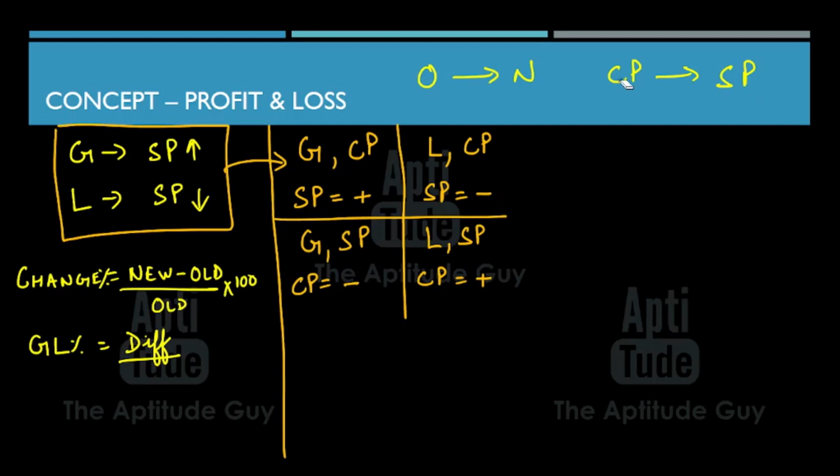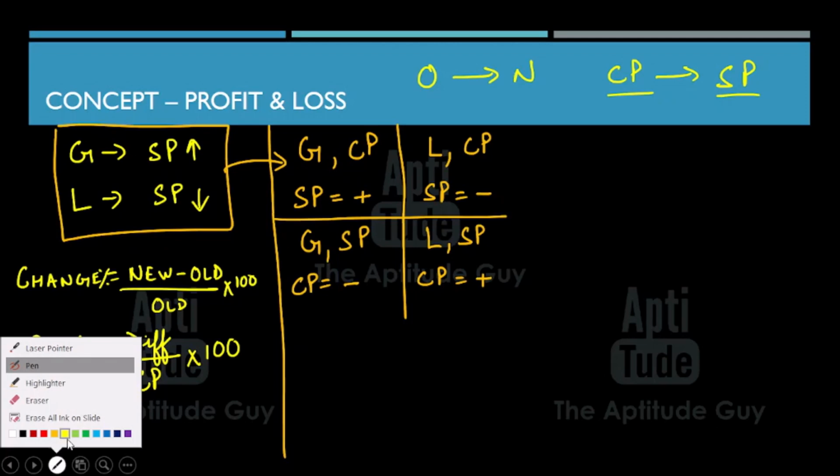What is the old value in this case? Cost price or selling price? Which is the older one? Obviously, cost price is the older one. So, obviously, cost price is in the denominator into 100. See, this is why cost price is always in the denominator, whether it's profit percentage or loss percentage. So, remember, change percentage is always with respect to the old value. Similarly, profit and loss percentage is always with respect to the cost price. That's it. That is what it is.